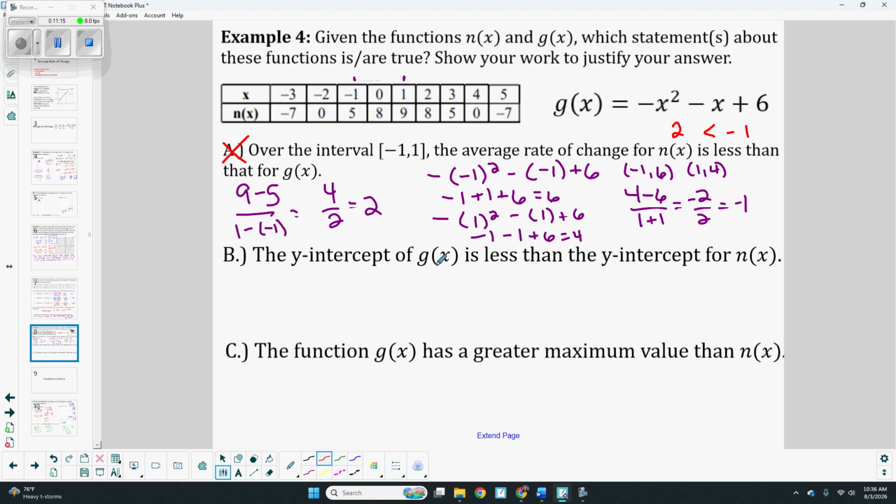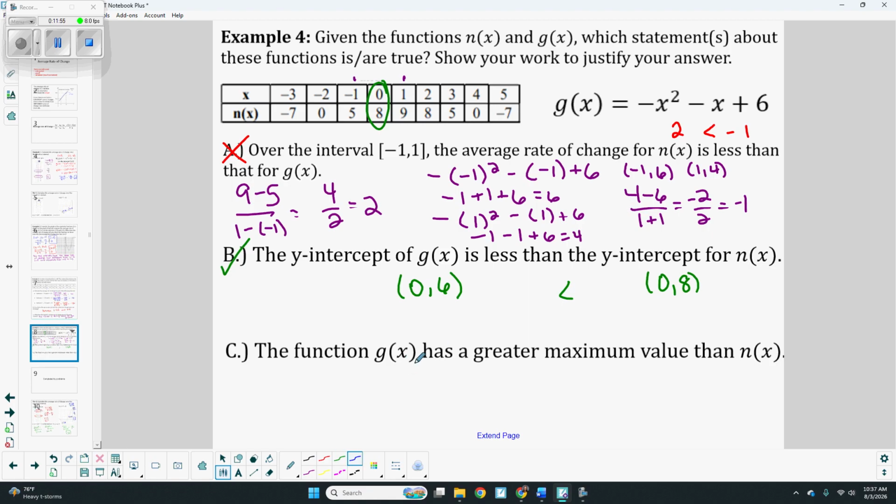The y-intercept of g of x is less than the y-intercept for n of x. So the y-intercept for g of x would be when x is 0. So x squared's gone and x is gone. We're left with 6. So for g of x, that was 0, 6. For n of x, again, it's when x is 0. X was 0 here. So that was 0, 8. So they're saying the y-intercept of g of x, 0, 6, is less than the y-intercept for n of x, 0, 8. That's true. Right? 6 is less than 8.